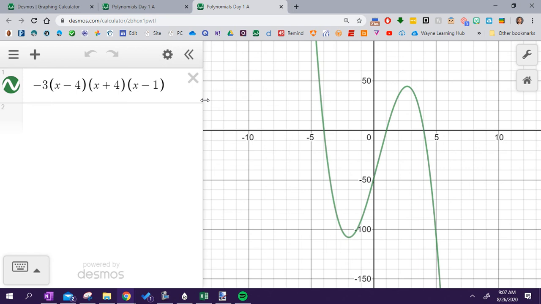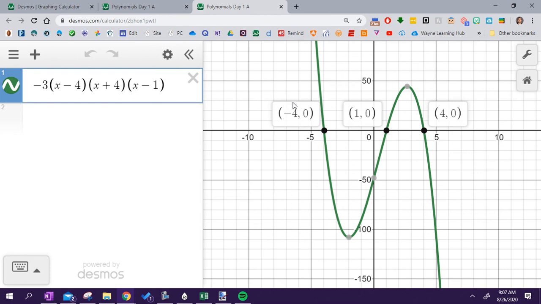Okay, we're going to have zeros at -4, 1, and 4. We've got a degree of 3, so there's 2 turning points. I crossed, and I started up and I ended down. Everything I wanted's in that graph. Okay, we're going to sketch these tomorrow.